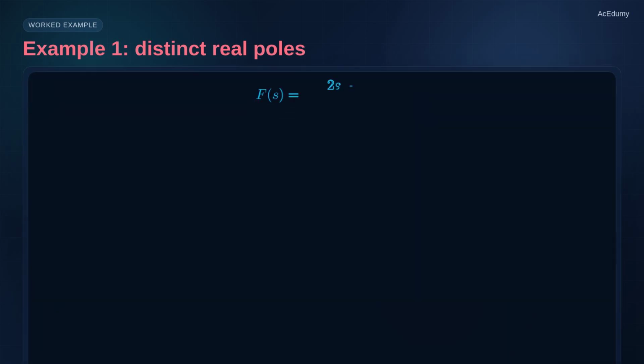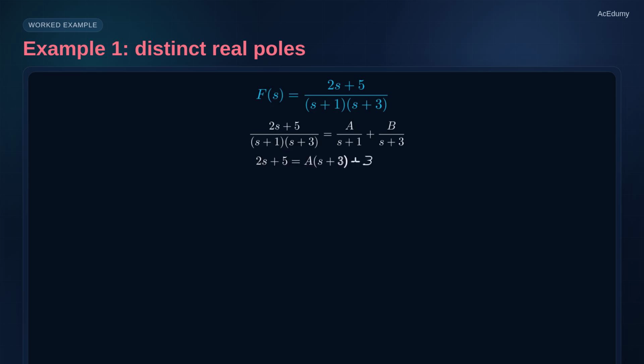Example 1. Different real poles. Let f of s equal 2s plus 5 over s plus 1 times s plus 3. We split it as a over s plus 1 plus b over s plus 3. Multiply both sides by the common denominator. Now 2s plus 5 equals a times s plus 3 plus b times s plus 1. To find a, set s equal to minus 1. The b term vanishes and we get 3 equals 2a, so a equals 3 over 2.